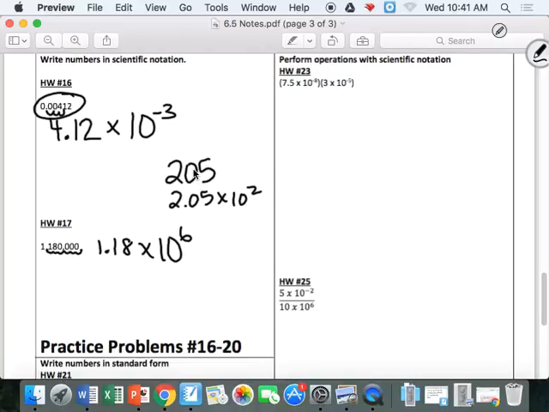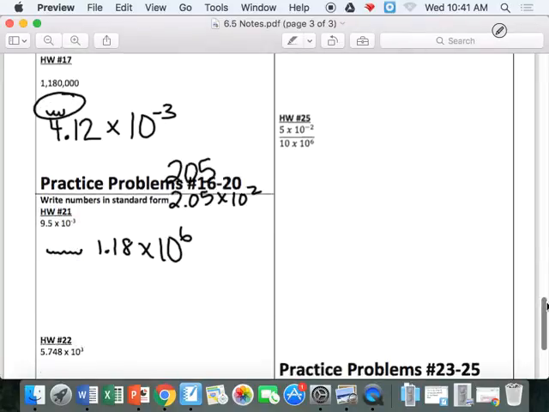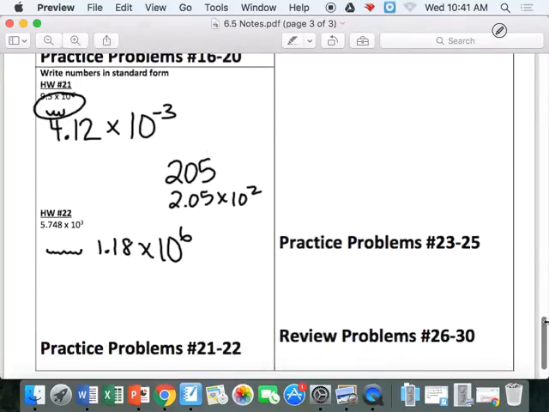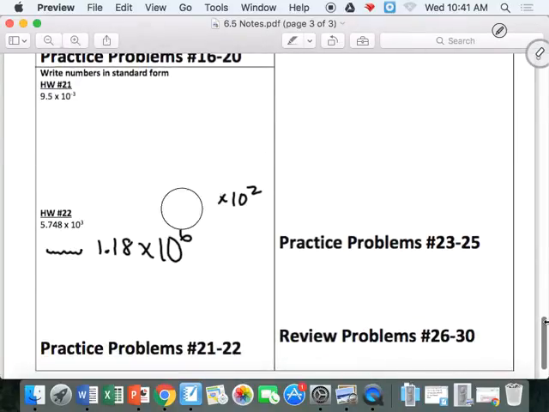All right, let's go on to standard form. Standard form's easier, I think. Going from scientific notation to standard form is easier.